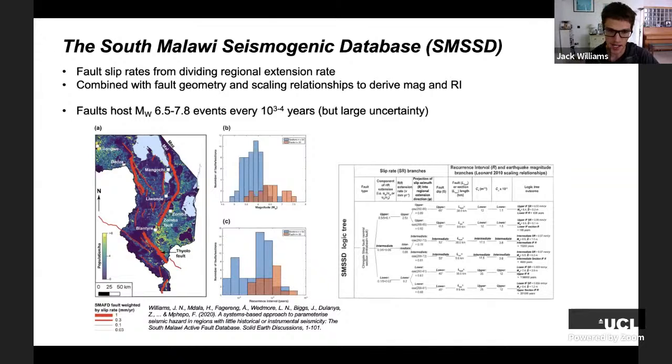If you're interested, there's a reference listed at the bottom of the slide there of this work, which is currently in open review in Solid Earth. But the headline values essentially are that in southern Malawi, there's evidence that these faults are capable of hosting magnitude 6.5 to 7.8 earthquakes about every 10 to about every 1,000 to 10,000 years, but with some quite large uncertainty on that. Next slide, please.